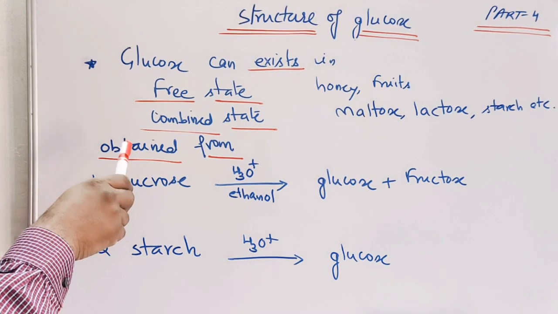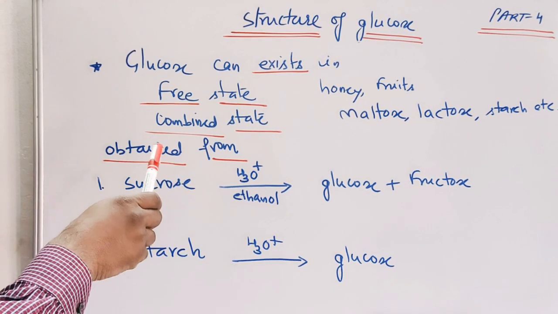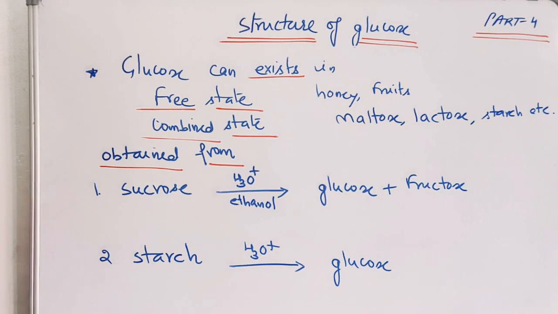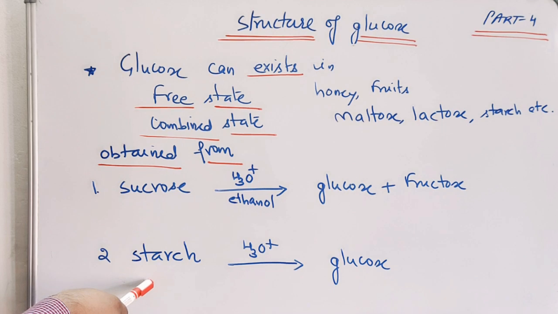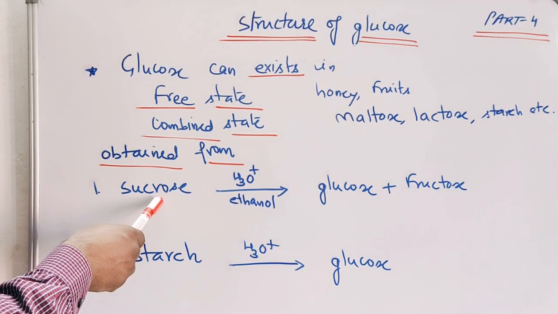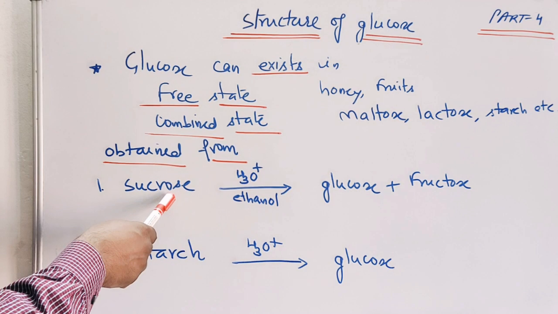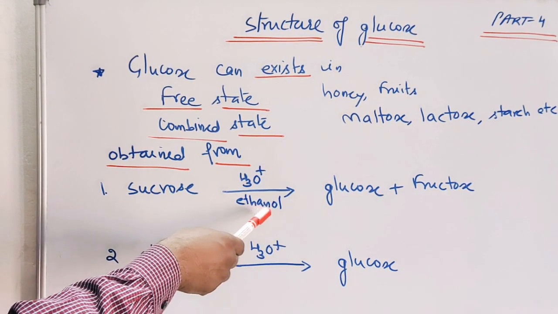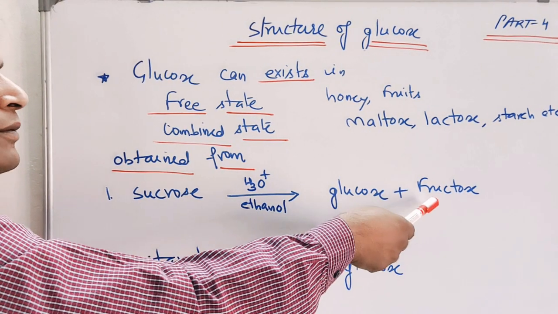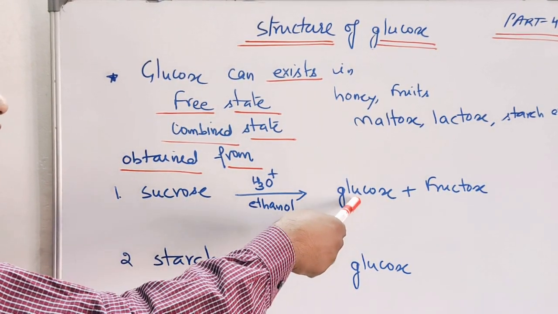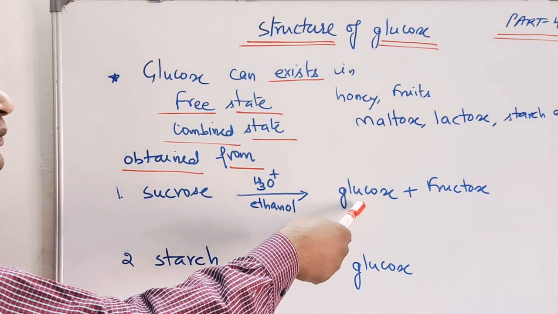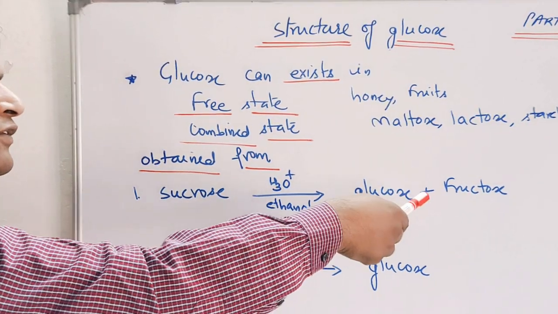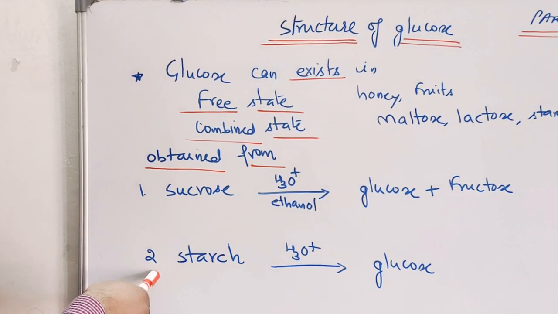How do we obtain it? We can obtain glucose by the hydrolysis of its higher polymeric structure, and commonly we take sucrose or starch for the hydrolysis. Sucrose is a disaccharide made up of glucose and fructose. We hydrolyze sucrose in the presence of acid, with ethanol as a solvent, to get glucose and fructose in equal amounts. When we cool this solution in the presence of ethanol, glucose precipitates out and can be easily separated from the glucose and fructose mixture.